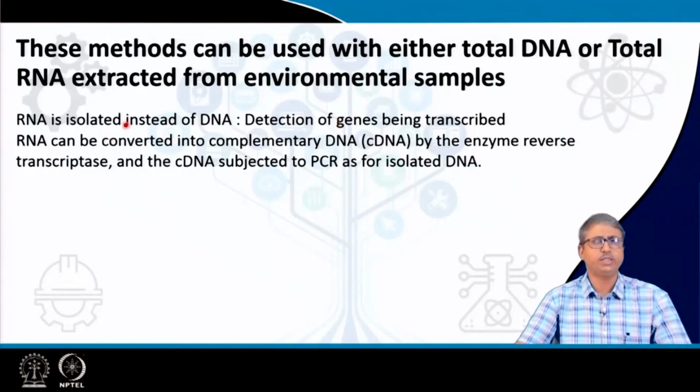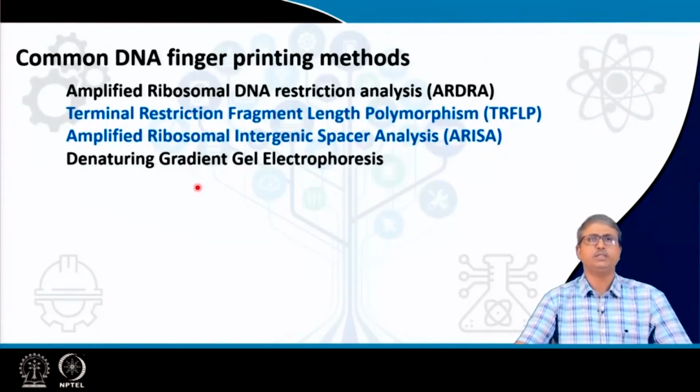If we are planning to work on RNA from any environmental sample, RNA has to be converted into complementary DNA, or cDNA, by the enzyme reverse transcriptase. So, one additional step will be incorporated before we go for the PCR. The cDNA will be subjected to the PCR, and then the subsequent steps will be similar.